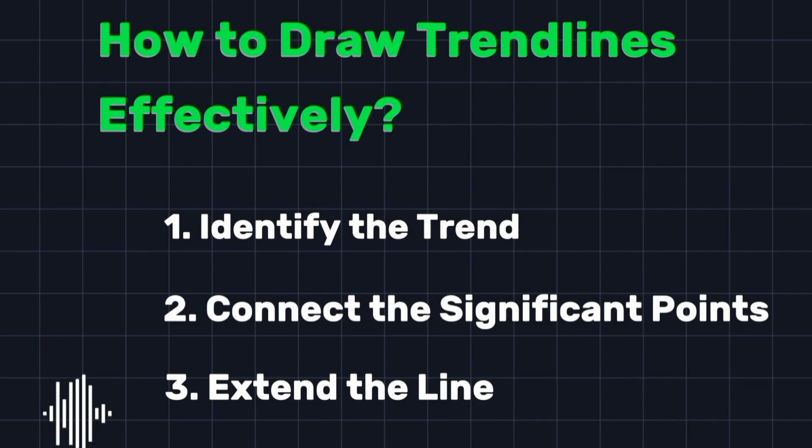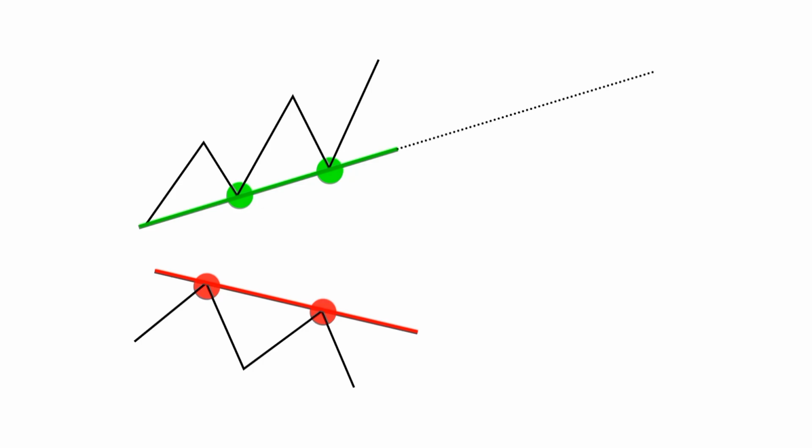3. Extend the line. Once the trend line is drawn, extend it into the future to anticipate potential support or resistance levels. By following these steps, you can effectively draw trend lines to aid in your technical analysis.